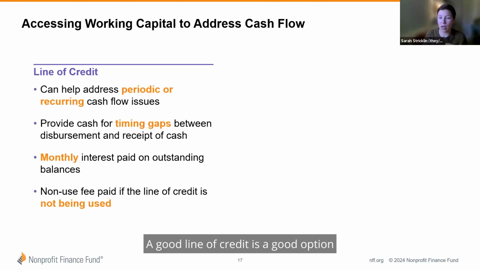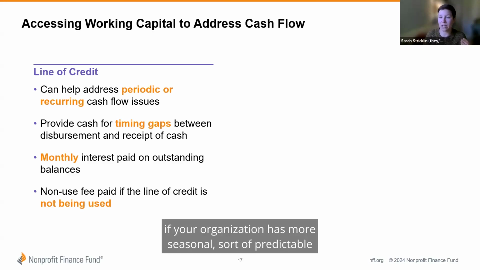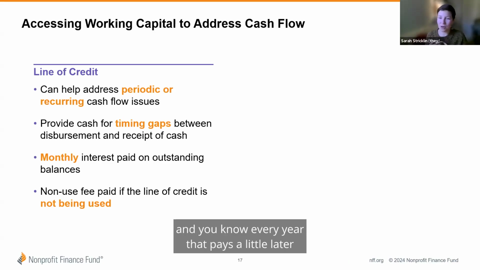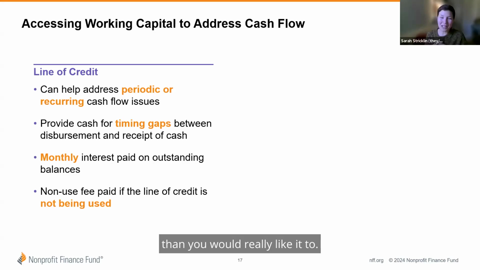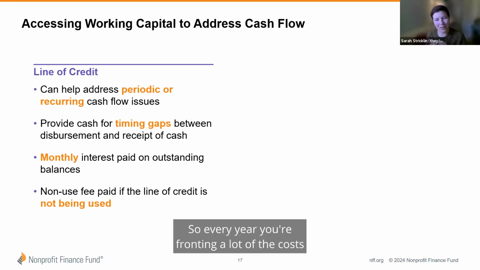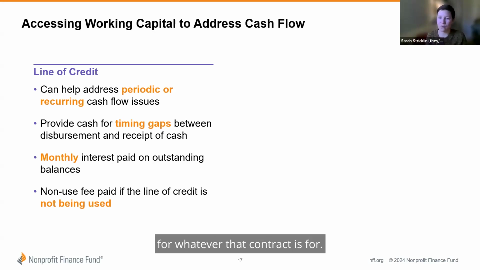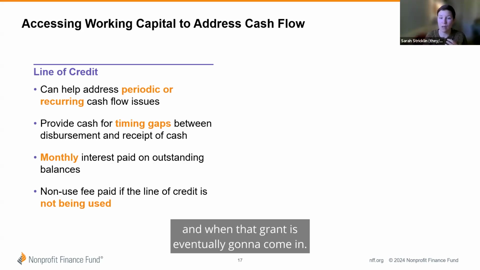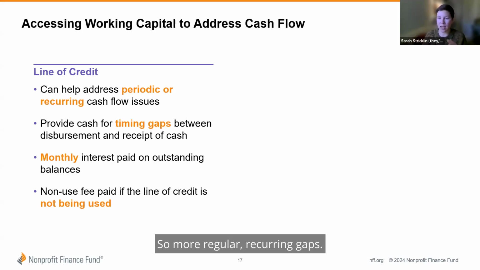A good line of credit is a good option if your organization has more seasonal, predictable cash flow issues, like Emma brought up a couple of times. You might have a government reimbursement contract, and every year that pays a little later than you would really like it to. So every year you're fronting a lot of the costs for whatever that contract is for. A line of credit can be a good way to fill the gaps between when those expenses happen and when that grant is eventually going to come in. So, more regular recurring gaps.